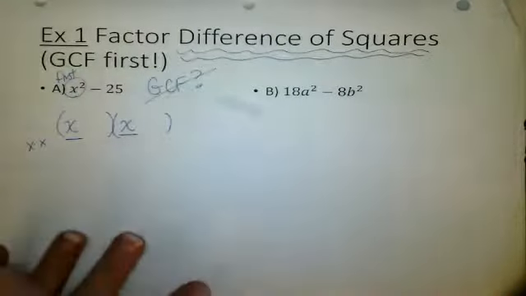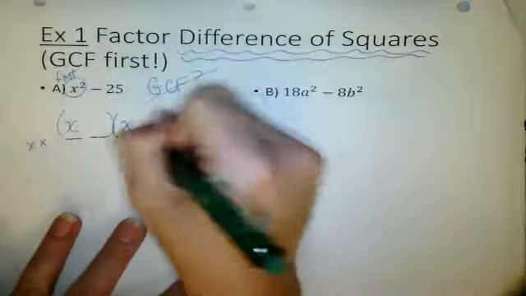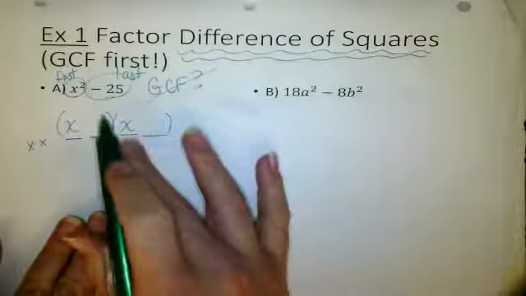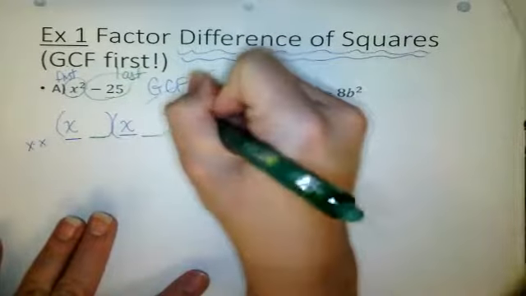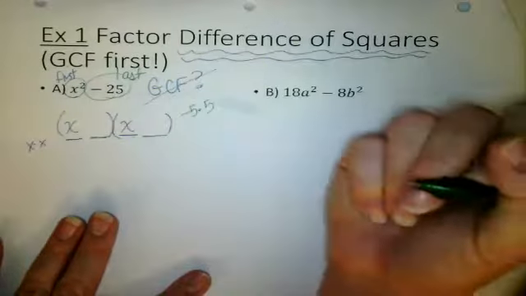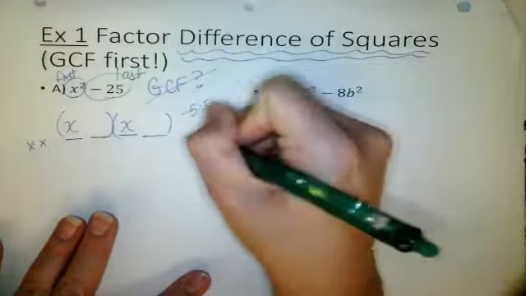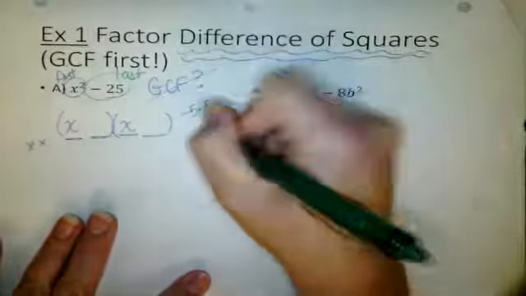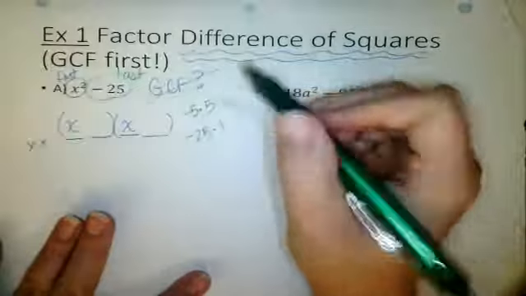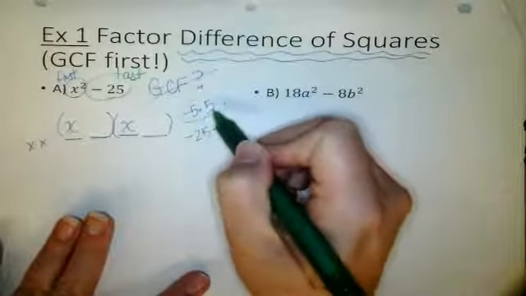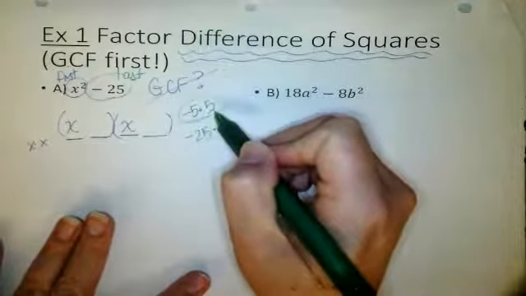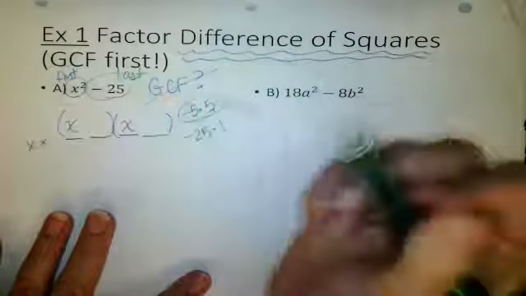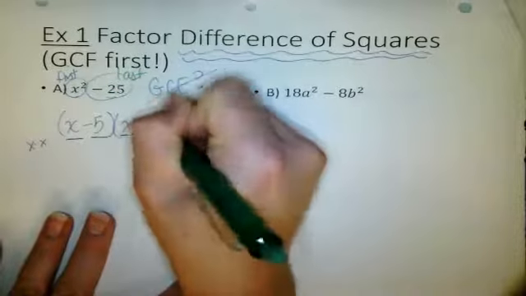And then last times last has to be the last thing. What times what is negative 25? Negative 5 times positive 5. Is there another option? Yeah, negative 25 times 1 is another option. So we do have a couple of options there. But if I have a square number, a number that repeats itself, the 5 and 5, that's what we always want to try first. So that's that perfect square that we want to use. So we're going to try negative 5 and positive 5.